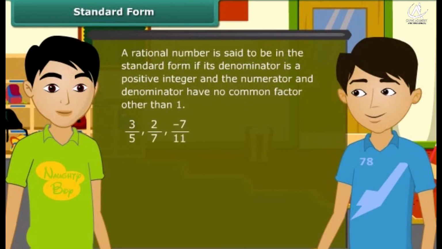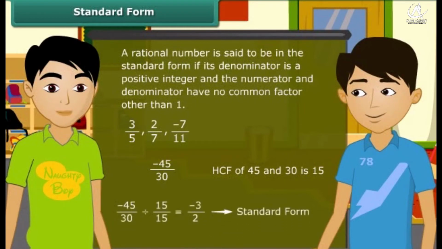And if the numbers are not in the standard form, then they are reduced to the standard form. For example, -45/30 is not in standard form. We will reduce it by dividing its numerator and denominator by their HCF. Here the HCF of 45 and 30 is 15. Yes, so we will divide the numerator and denominator by 15, and we will get the rational number -3/2, which is in standard form.